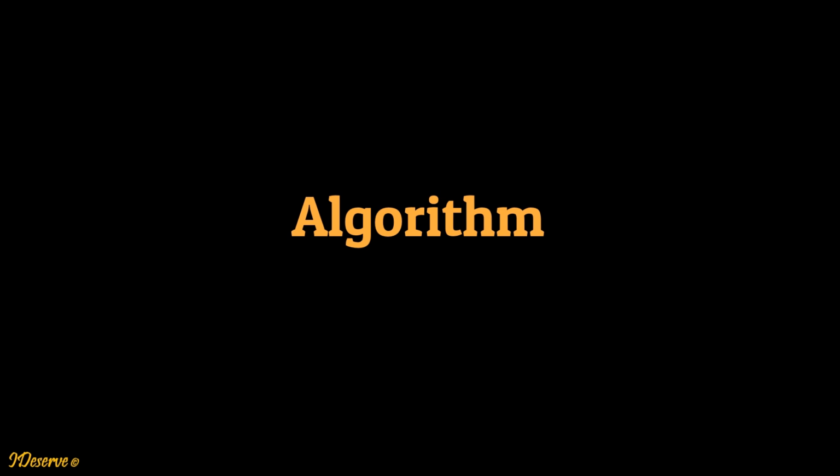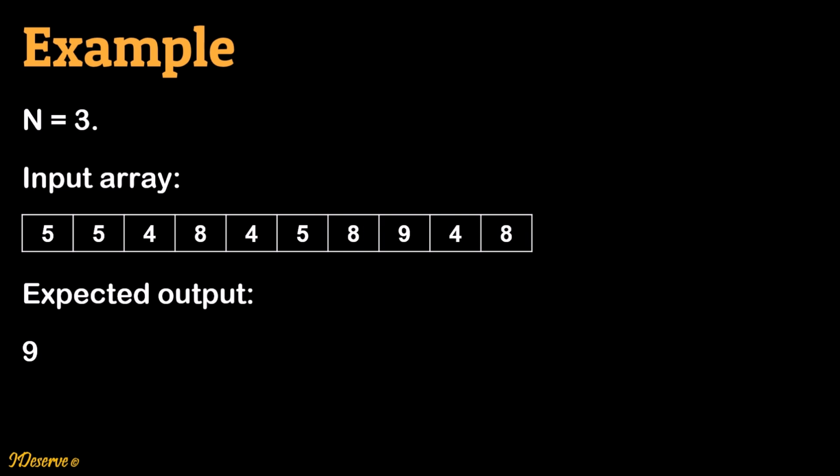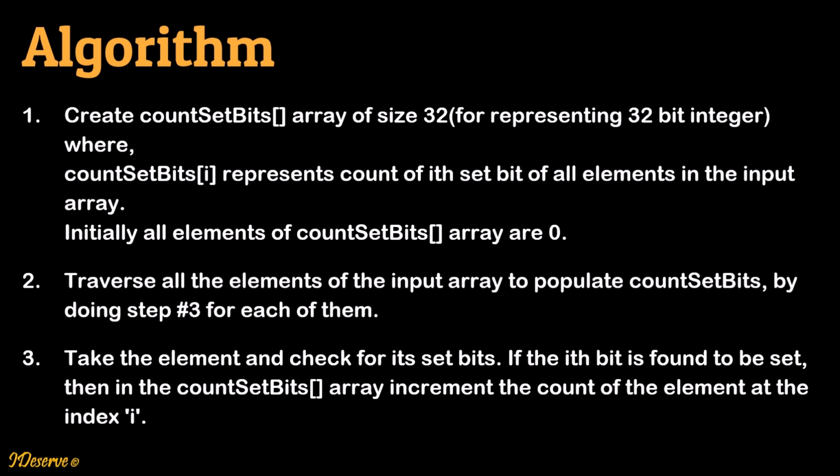Now let us discuss an algorithm to solve this problem. Here we will take one example to visualize the algorithm. Along with understanding algorithm steps, simultaneously we will execute these steps on the example and visualize it. The example input array is shown here, where all elements apart from 9 appear 3 times. 9 appears only once, and hence expected output is 9. Let's start with the algorithm.